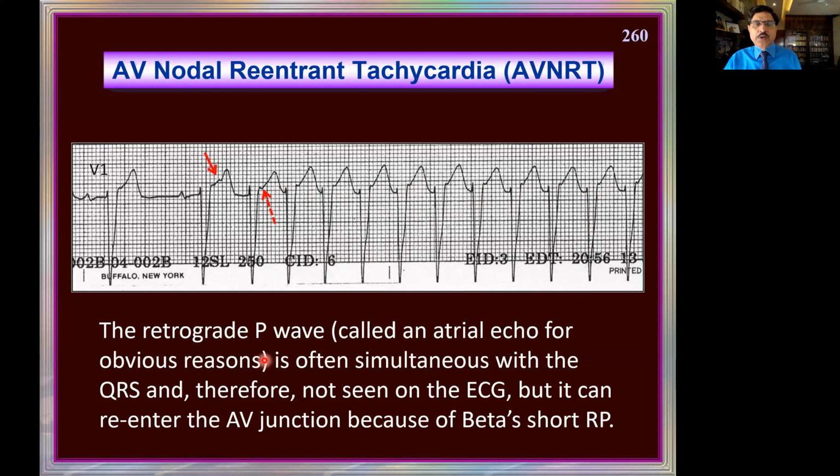Okay. The retrograde P is also called the atrial echo. Normally it is coming from that. When it is coming in the reverse direction, we say echo, or pratidhvani. It's often simultaneous with the QRS. That's what we are seeing. It's simultaneous with the QRS, therefore it may be merged in the QRS. If it is slightly delayed, then it can be seen after the QRS. It can re-enter the AV junction because of the short refractory period.